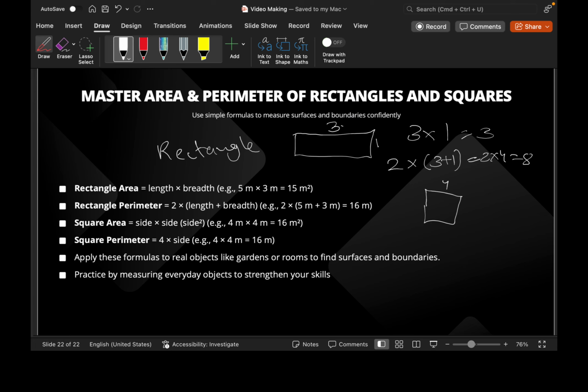it is similar to the rectangle, but instead of multiplying it to the breadth, you're still multiplying it to the breadth, but you can just multiply it with itself. So 4 into 4 gets you 16, that is the area.